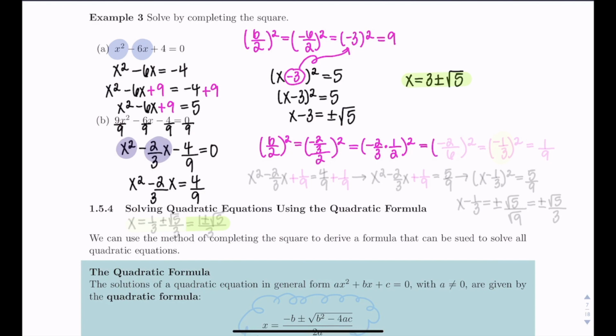Well, when we multiply across the top, we have negative 2, and when we multiply across the bottom, we have 6. But negative 2 over 6 is negative 1/3 squared. And we can square the top piece and square the bottom piece, and we get 1 over 9. So we're going to add 1/9 to both sides. So x squared minus 2/3 x plus 1/9 equals 4/9 plus 1/9.